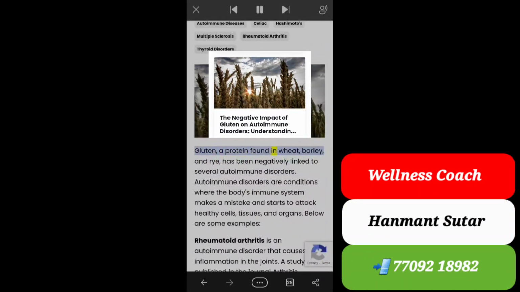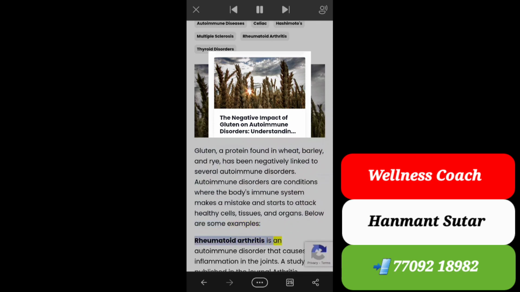Gluten, a protein found in wheat, barley, and rye, has been negatively linked to several autoimmune disorders. Autoimmune disorders are conditions where the body's immune system makes a mistake and starts to attack healthy cells, tissues, and organs. Below are some examples.